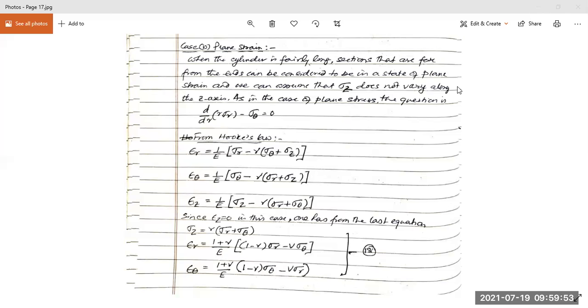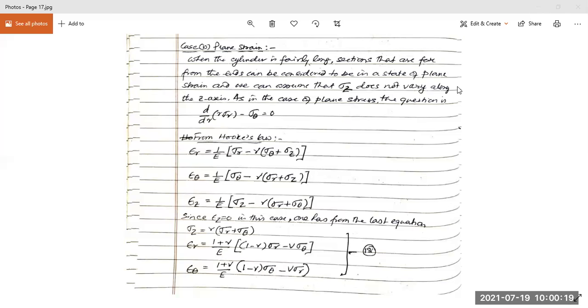Its strain is considered to be negligible. So epsilon sub z is equal to 0. So one can have, from the equation epsilon sub z equal to 0, sigma z is equal to Poisson's ratio gamma into sigma r plus sigma theta.